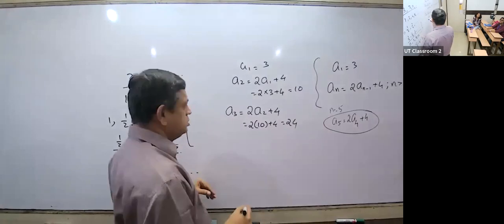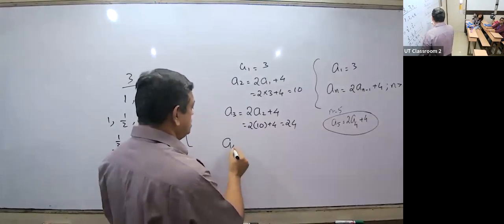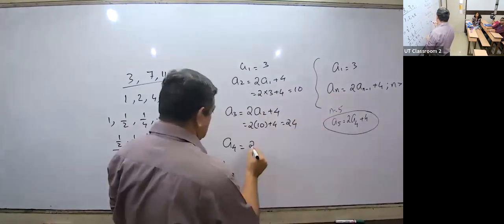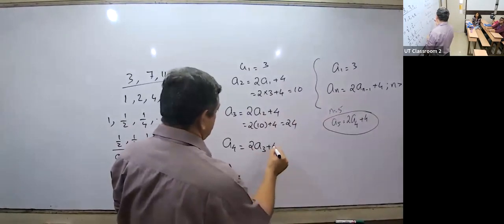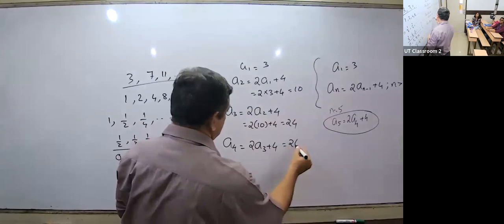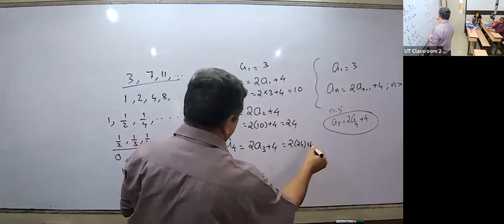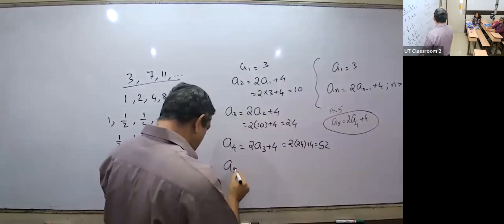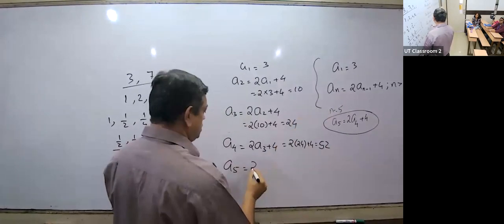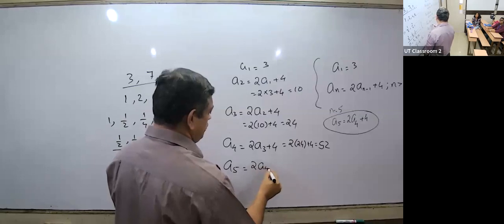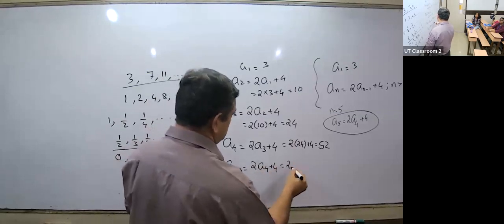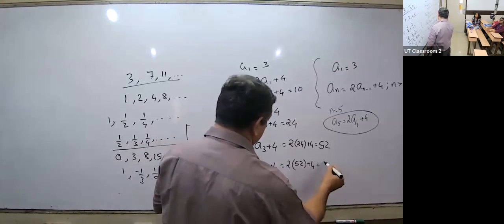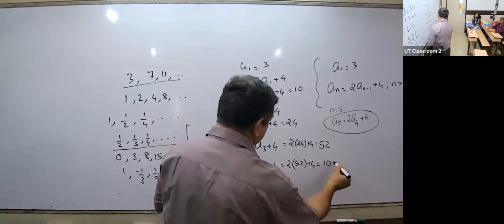Yes, sir. Now, how do you find out A4? Put n is equal to 4. Substitute. 2 times A3 plus 4. That is 2 into 24 plus 4. How much? 52. Now only A5. Put n is equal to 5. You get 2 times A4 plus 4. That is 2 into, what is the value of A4? 52 plus 4. 108. 108.